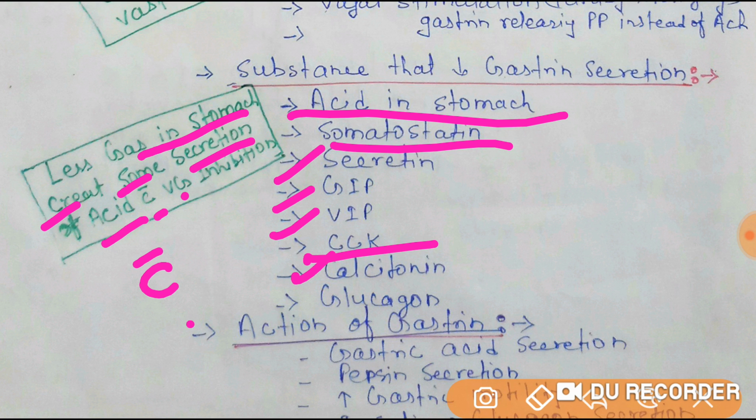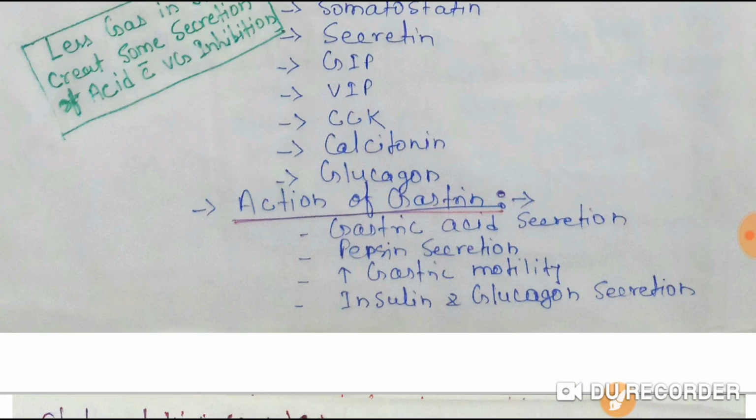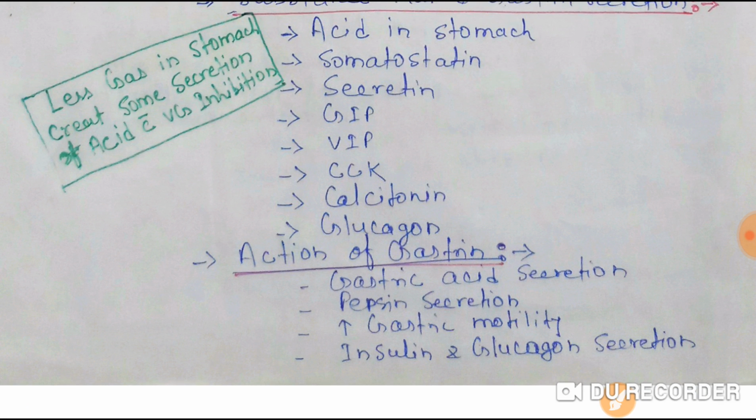Next is the action of gastrin. The actions of gastrin are gastric acid secretion, pepsin secretion, increased gastric motility, and insulin and glucagon secretion.